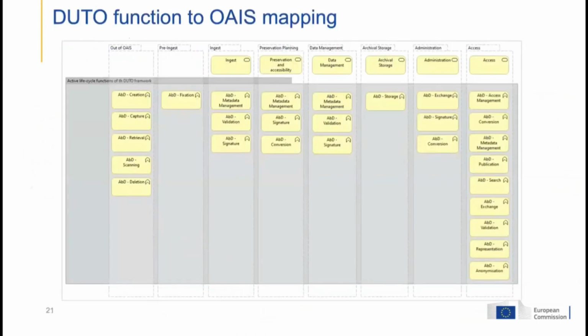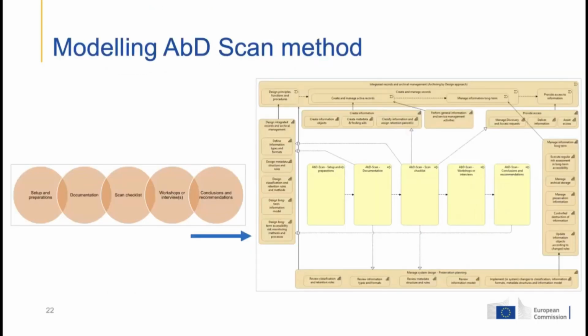This is another view, another approach we took. This is the DUTO functions aligned under the OAIS functional entities. We had to add the first two columns, pre-ingest and what we called out of OAIS, so that's before everything. And here one can see which DUTO function connects to which part of the OAIS.